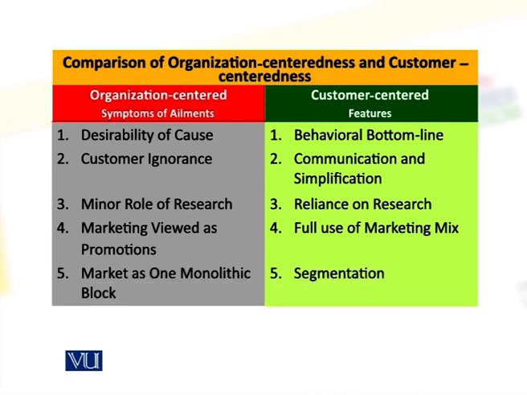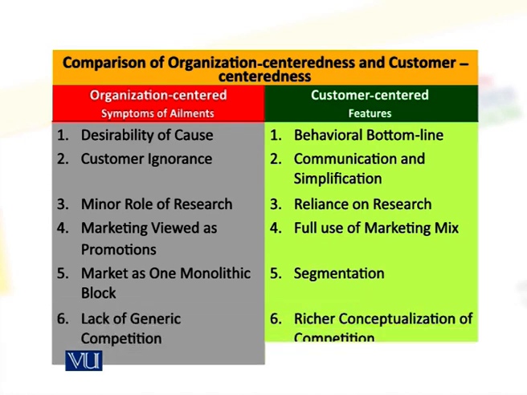Number five is the fact that people in organization-centered organizations look at the market as one monolithic block. They do not look at segmentation as the solution to this problem. Rather, they think it is one huge market and they address that market in a very generic way. The sixth one is lack of generic competition. I'll talk about this, why people seem to think that there is no competition when they are out to address certain complex and very sophisticated kinds of social programs, but that is for a little later.